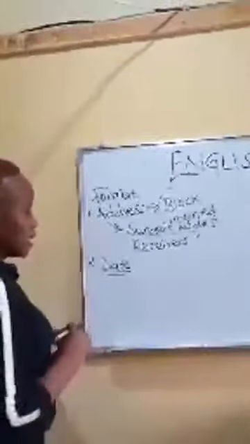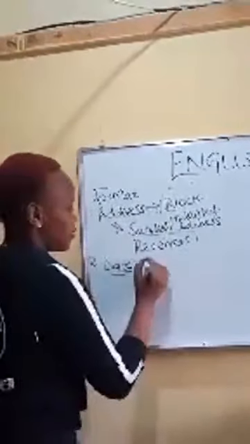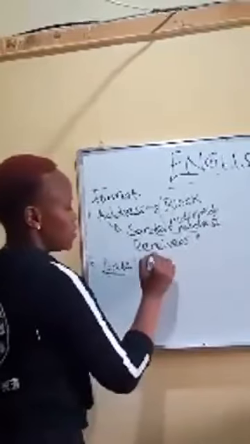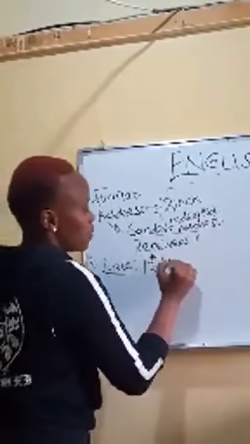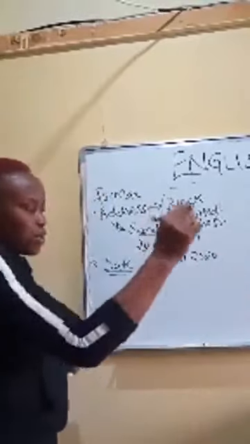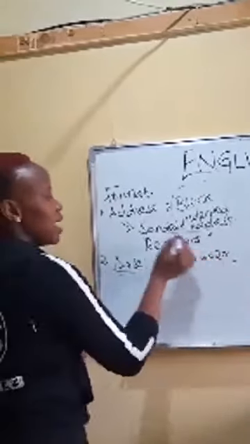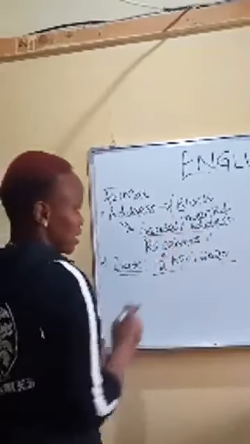You must indicate the date. And mostly we advise the students to make sure that you write the date in this format. For instance, if today is 12th, then you say 12th April 2020. Don't stroke like that. This is the right way to write the date. And this one, I've said, is written below the sender's address.